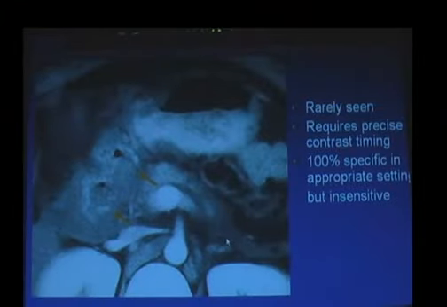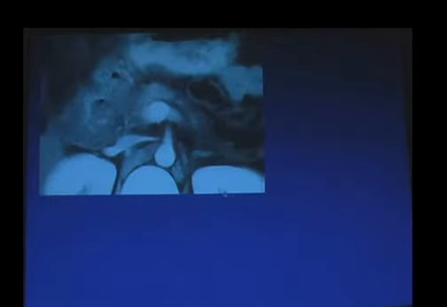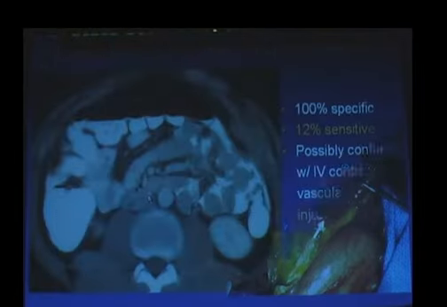Bowel discontinuity, unfortunately, is rarely seen because it requires precise contrast timing, but in the appropriate setting of trauma, it's 100% specific for the diagnosis. And this is a case that Alec Megabo had loaned me. This is a patient who had blunt abdominal trauma, and you can see disruption here of the duodenal wall. You can see the nice enhancement of the duodenal wall in these regions, but then this large gap. This patient ended up going to the operating room, and again, you can see the segment of disrupted duodenum.